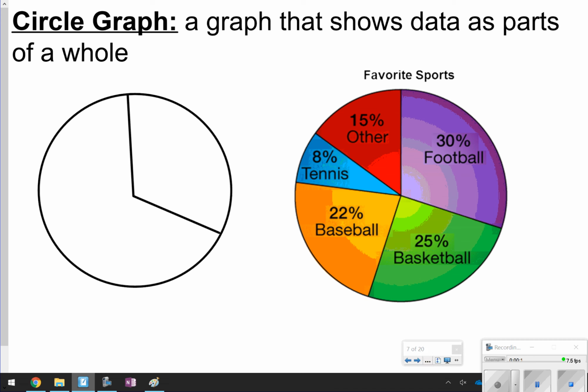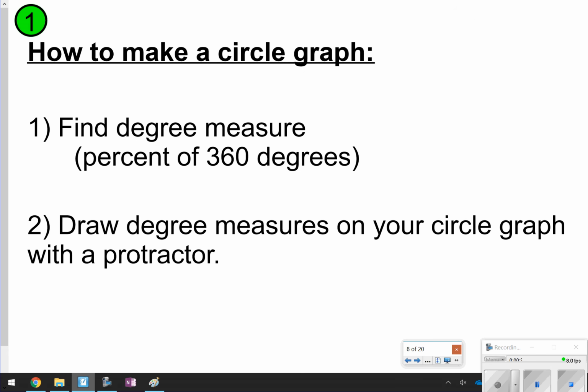First thing we want to make sure of is we know that a circle graph shows parts as a whole, and most of the time they are presented to us in percent form. We also know that circles have 360 degrees, so just make sure that you keep that in mind. Yesterday we learned about how to draw angles and measure them, so today we're going to be putting those both together and making a circle graph depending on their degree measurement.